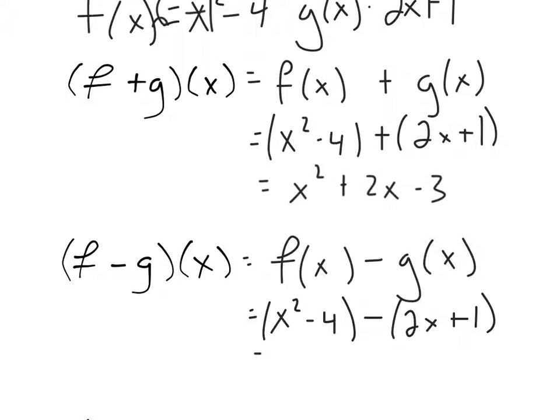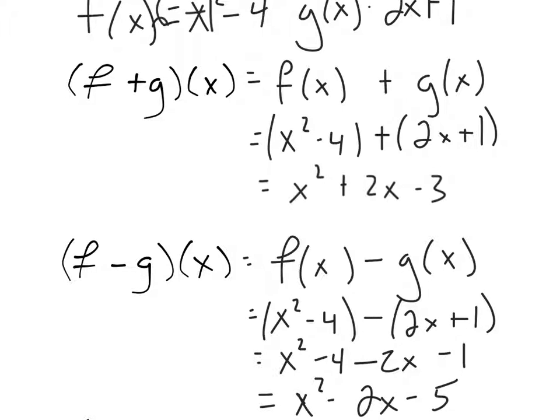Now, of course, here I'm going to have to distribute the negative or change all the signs, depending on how you prefer to look at it, right? So I'm going to go ahead and rewrite. And so I get x squared minus 4. Distributing the negative gives me minus 2x and a minus 1, which means that my final answer is x squared minus 2x and then minus 5. Yes? No? Yeah. We good so far? Okay, let's try another one.